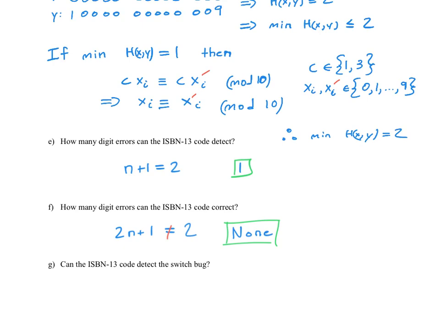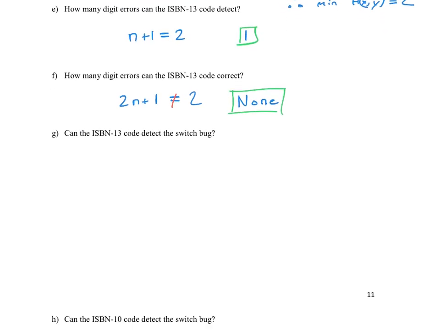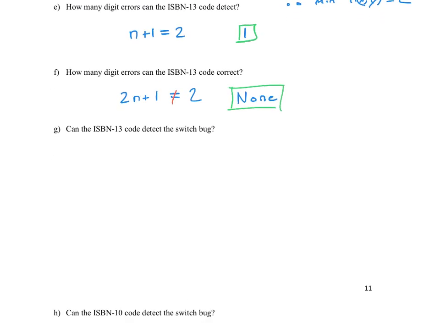So our next question is about the switch bug. Can the ISBN 13 deal with the switch bug? So let's focus in on the part of the code where the switch might occur. Like for example, let's take x1 plus 3x2. And what's happening is the x1 and the x2 are switching place. So as a result, you would get x2 plus 3x1.